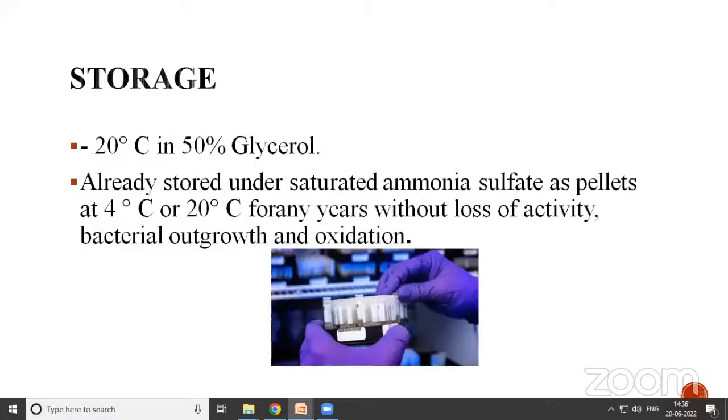It should be stored at minus 20 degrees Celsius in 50% glycerol, or stored in saturated ammonium sulfate as pellets at 4 degrees Celsius or 20 degrees Celsius for many years without any bacterial contamination or bacterial outgrowth.